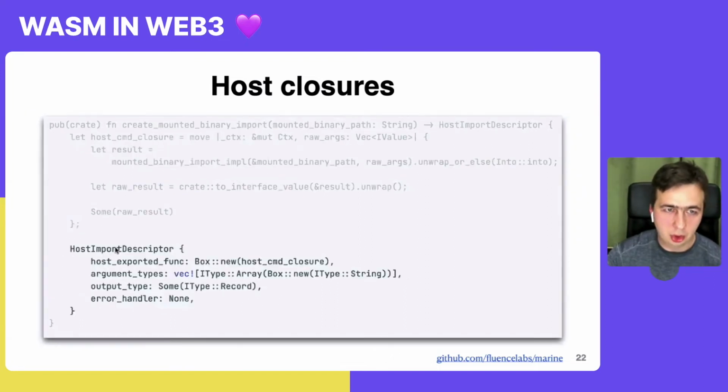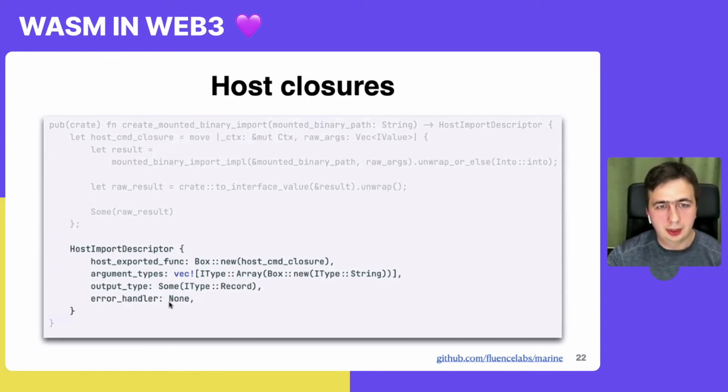And the whole function returns this host import descriptor that consists of some additional fields, like this host closure, this body that I covered previously. The argument types should also be specified, because it's dynamic linking that's supported by Wasm. To link it properly, we need to know the types that the closure should receive to allow, for example, type checking. And also the same for the output type.